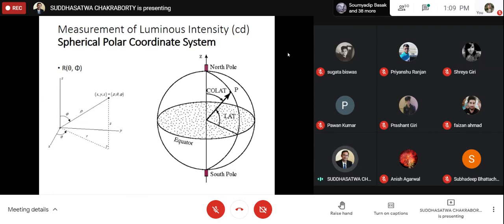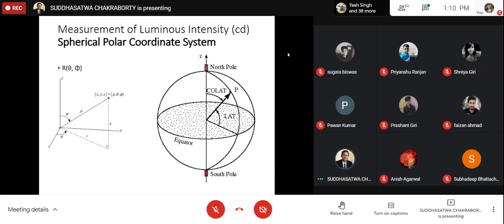So once I talk about luminous intensity, I need to specify a point in three-dimensional space. Once we are dealing with a point in three-dimensional space, there are different methods. We know we can have an x, y, z linear coordinate system. We can have spherical polar coordinate systems also. That's why, when we talk about luminous intensity, the spherical polar coordinate system is a very important part to indicate the point in three-dimensional space.